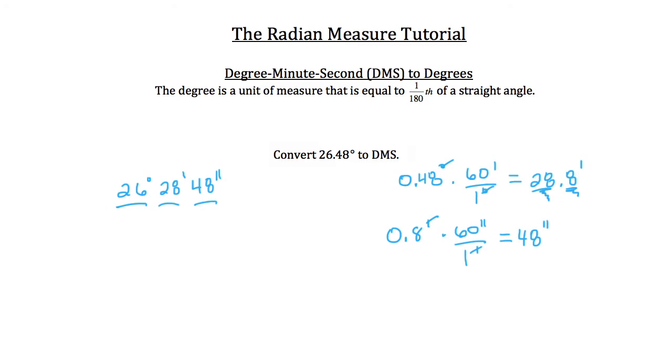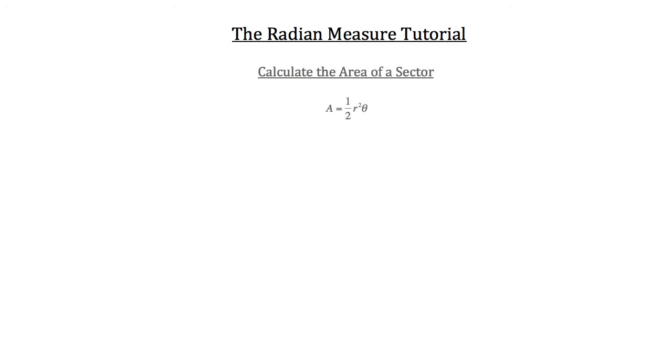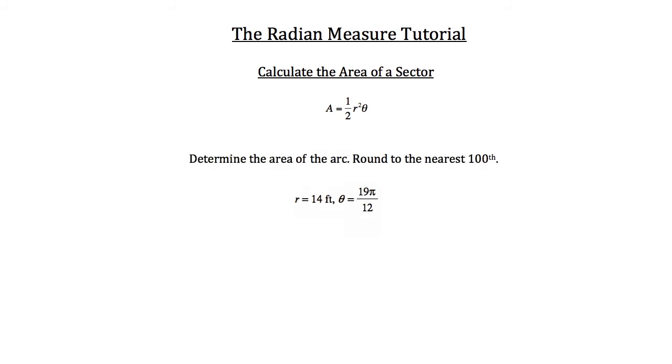Now the last thing I'm going to teach you in this tutorial is how to calculate the area of a sector of a circle. So in this problem, they'd like us to determine the area of the arc and round to the nearest 100th. Now they haven't actually given us a circle with an arc in here, so you can either draw that circle or imagine it. I'll draw that circle in here for you.